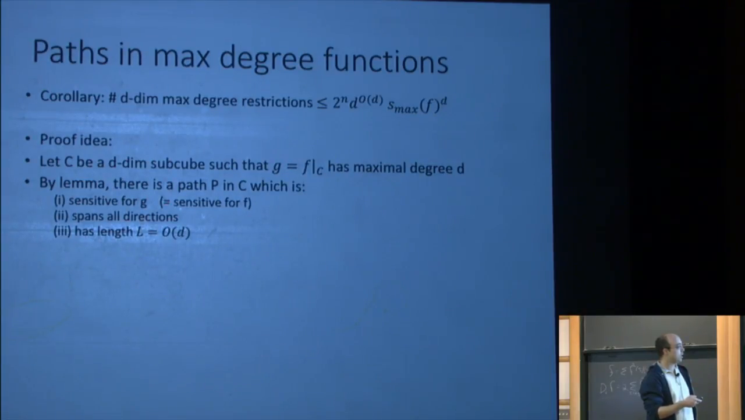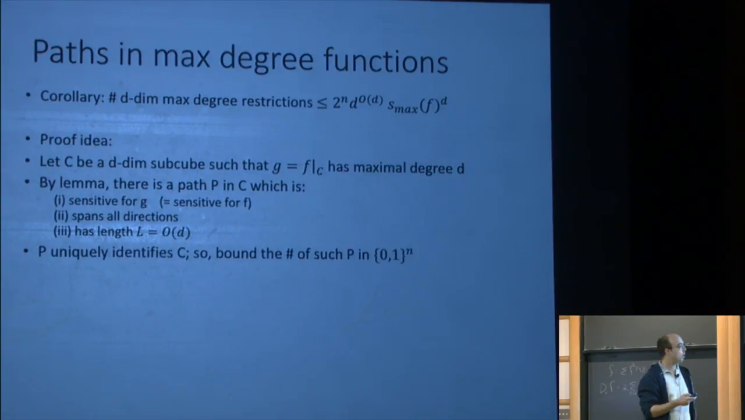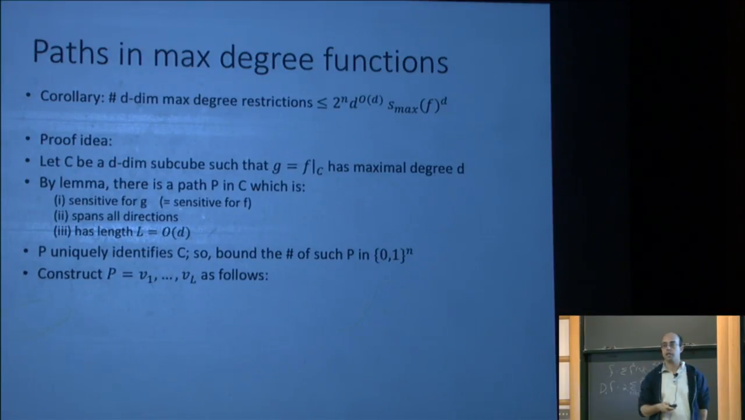It spans all the D directions, and it has short length, linear in D. So instead of counting cubes, I'm just going to count this path, and this path uniquely identifies the cubes. So just count this path. So how do we count them? We just construct them, step by step.